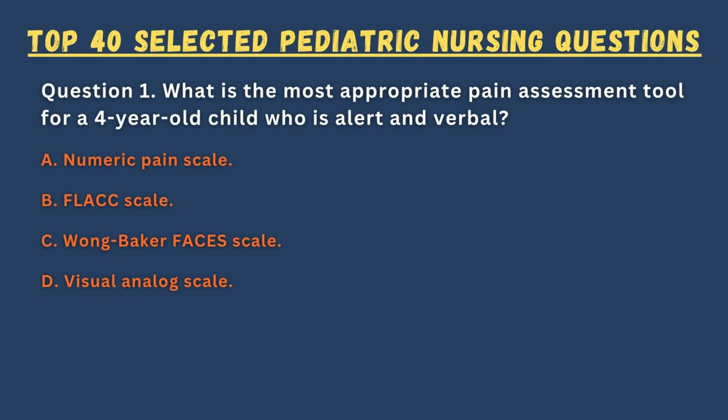Question 1. What is the most appropriate pain assessment tool for a 4-year-old child who is alert and verbal? A. Numeric pain scale. B. Flack scale. C. Wong-Baker Faces scale. D. Visual analog scale.